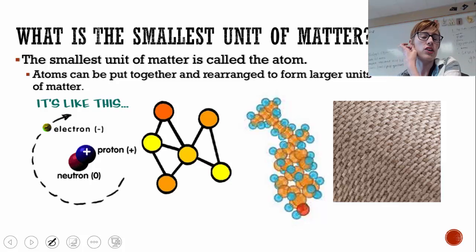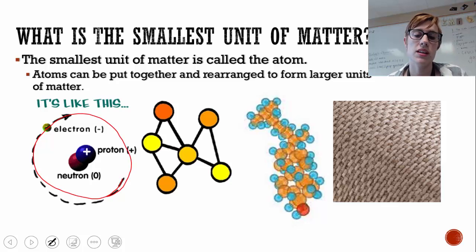So if we had to break matter down into the smallest piece, we would find the atom. The atom is essentially known as the building block of matter, and that's really what we study mostly in chemistry, this little guy, the atom. It's composed of a proton, neutron, electron, and we'll talk more about those later.